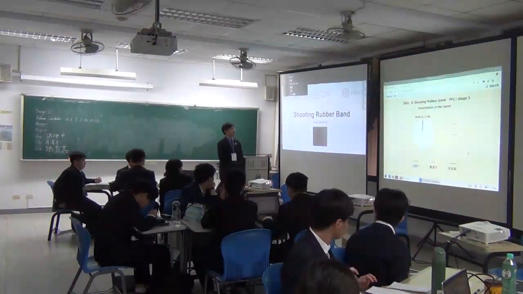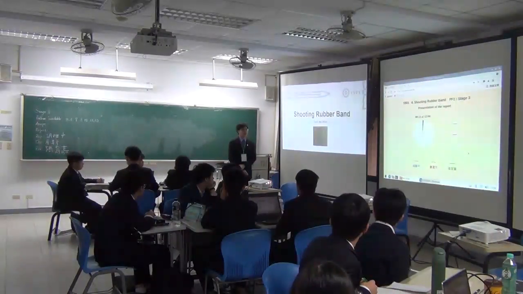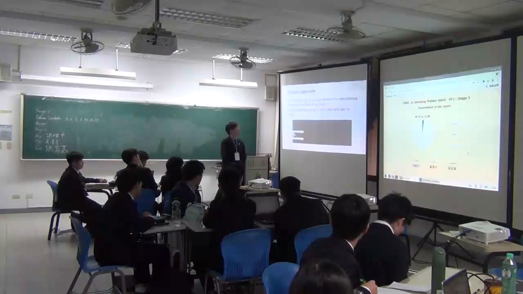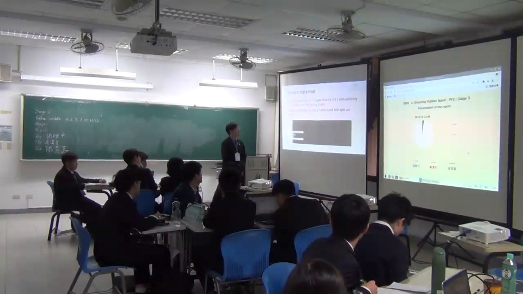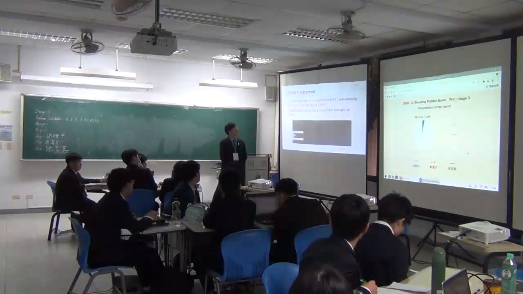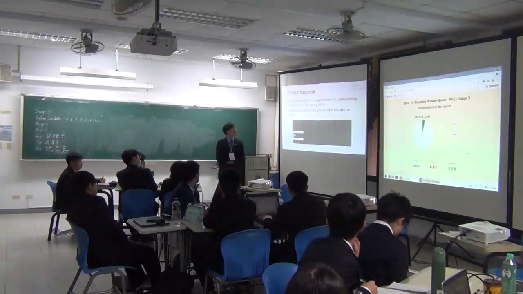Alright, honorable judges and fellow competitors, this is the reporter from Team Excalibur, and today I'm reporting for Round 4, shooting rubber band. So, this is the problem statement. A rubber band may fly a longer distance if it's non-uniformly stretched when shot and given a spin, so we need to optimize the distance that a rubber band with spin can reach.